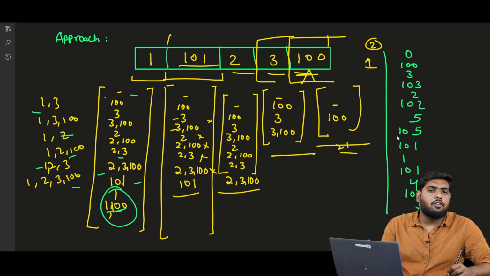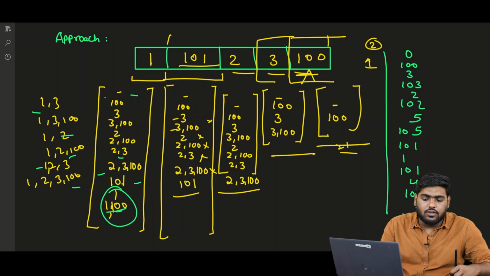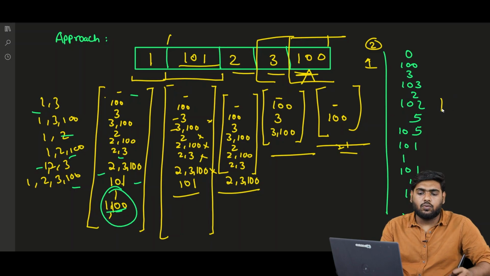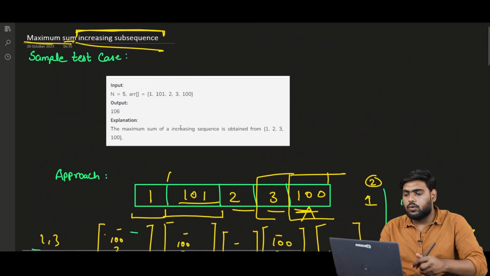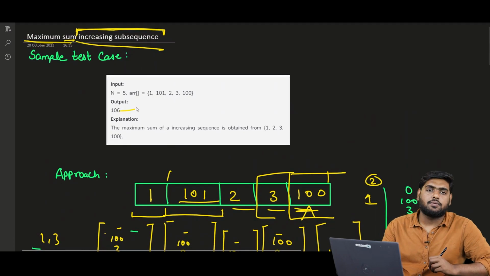What do we have to pick and what do we have to return as the answer? We have to return the maximum one. What is the maximum one? The maximum one is 106. It is 106. Correct? So this is how you get 106 as the answer.